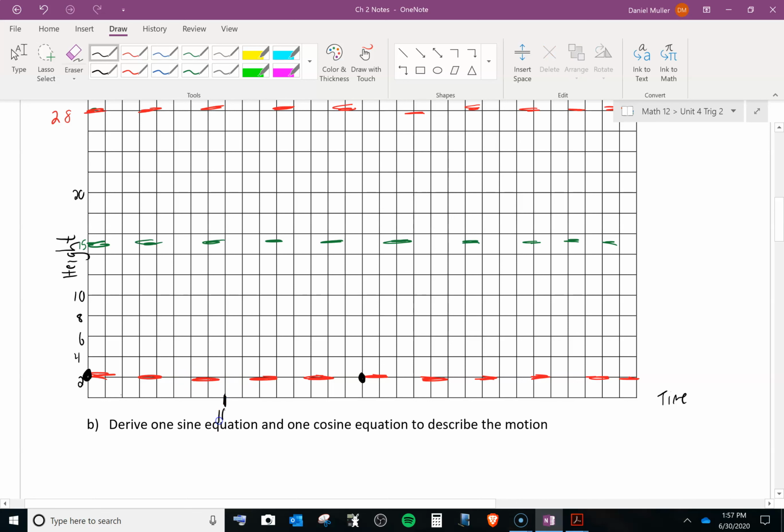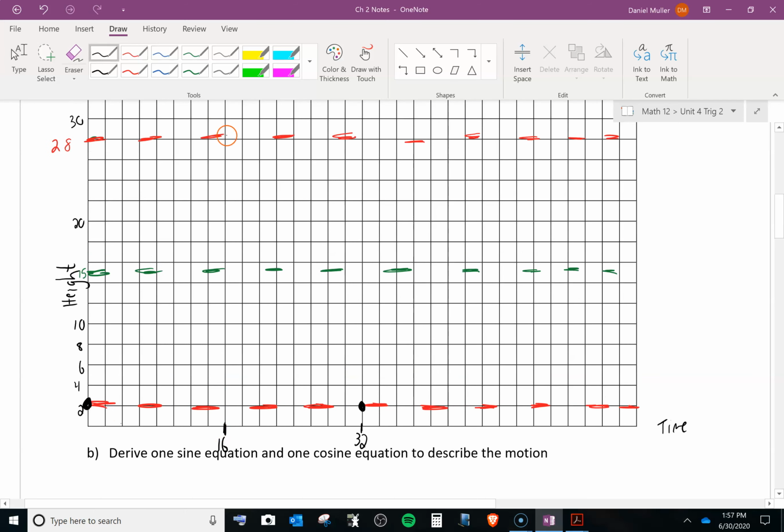So this is at 16. I said 16 because I knew this was 32 seconds. So obviously halfway in the middle would be 16. And if everything's worth 2, I can just count 8. So at 16 seconds, you're going to be at the top of the ride. It takes 32 seconds to end it. So you'd be at the top at 16.